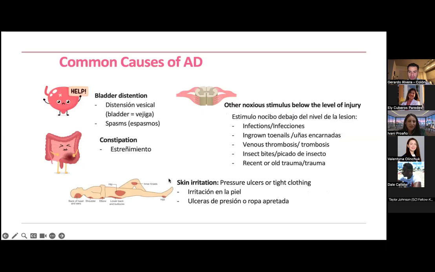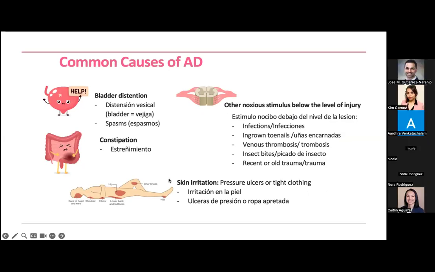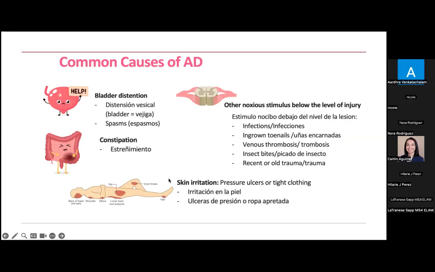Okay, and so the common causes of AD. So we have, again, bladder distension. You always want to check the patient's bladder, whether you essentially bladder scan. We want to make sure we scan their bladder, and that it's not overflowing or too distended. So distensión vesical would be bladder distension, and bladder is directly translated to vejiga. It could also be due to bladder spasms, so espasmos.